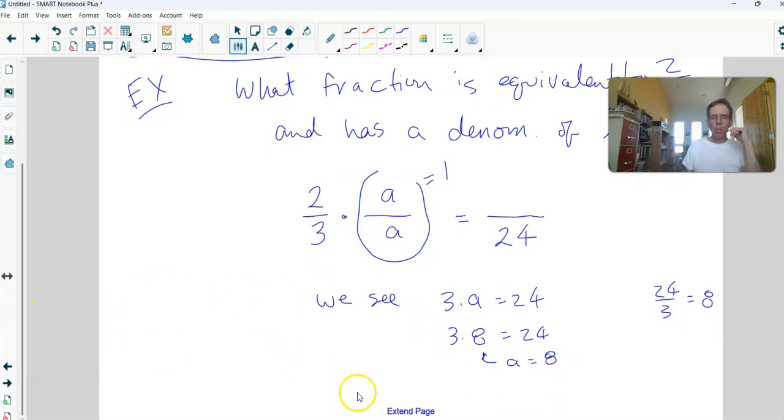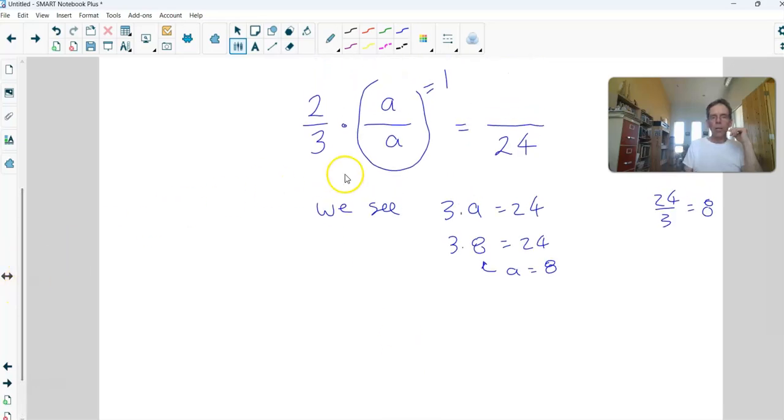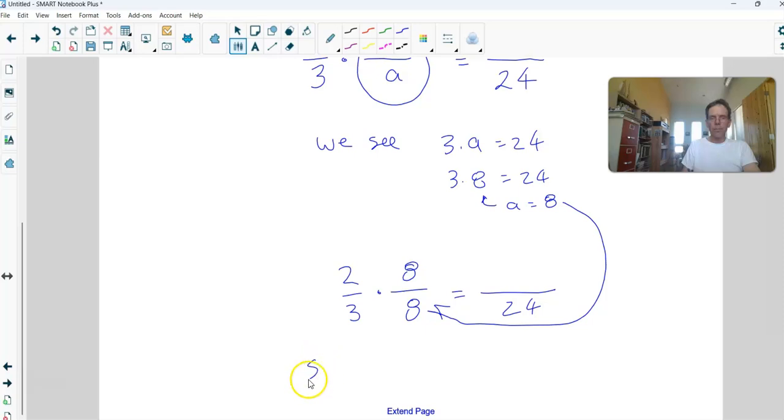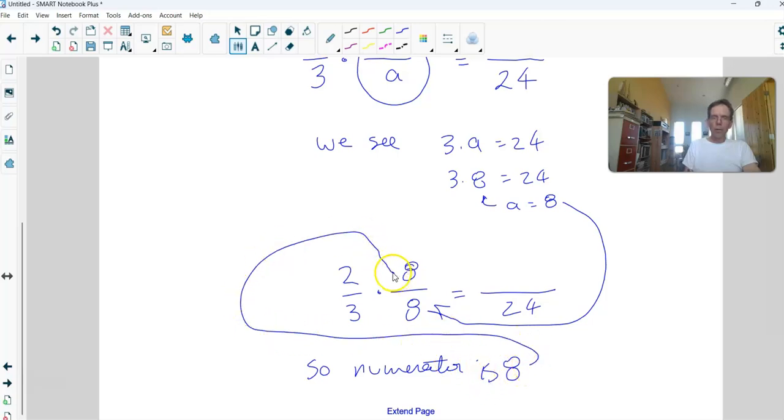Okay, so now we see that, at least in our little picture here, we got 2/3 times A over 8 equals the 24. Okay, what's this A have to be? Well, I've written it A over A because it has to be the same thing over the same thing, right? The numerator has to equal the denominator so that we get 1. So it's not A. I can write the numerator as 8. Once we find out that the denominator is 8, then we know that the numerator is 8.